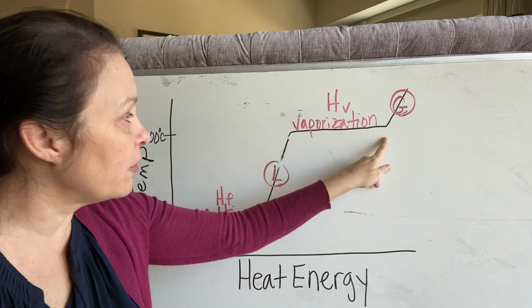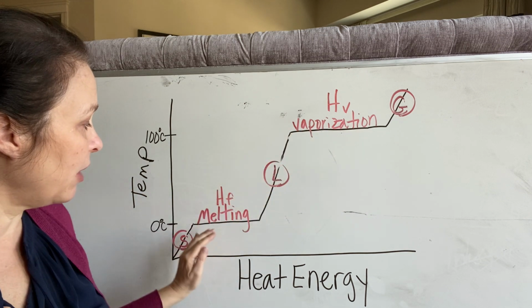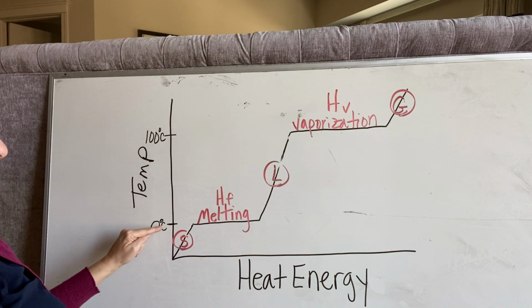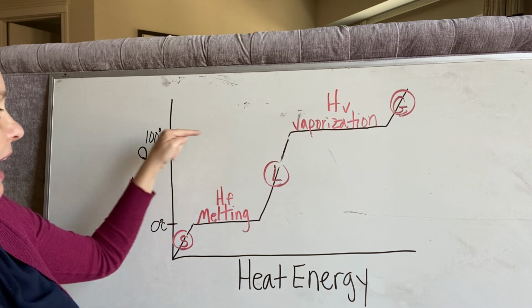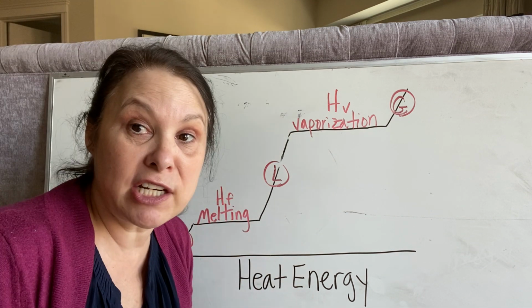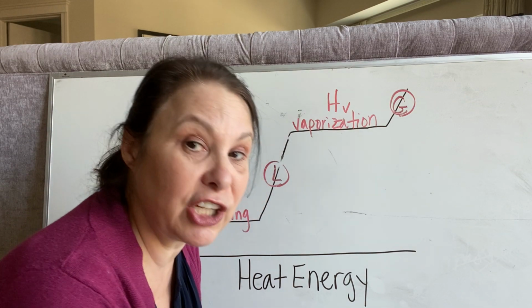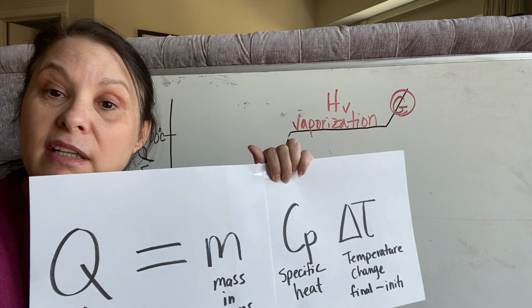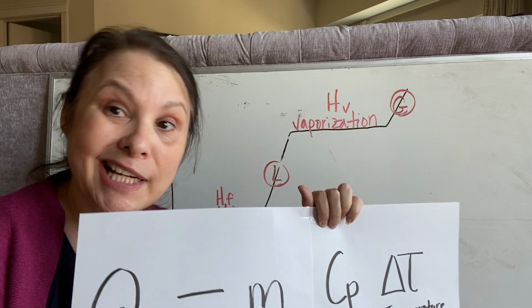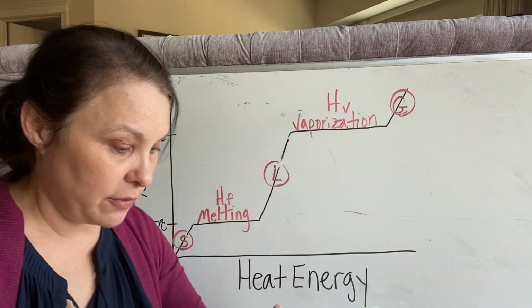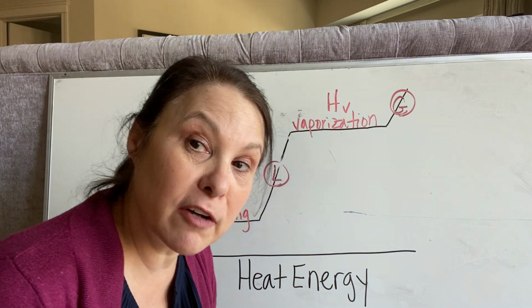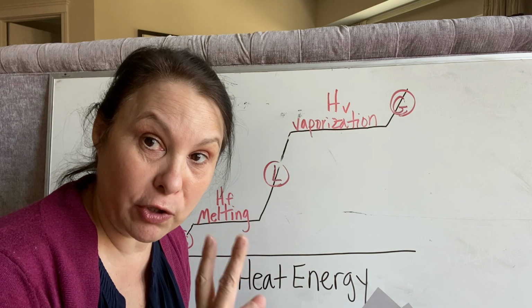Do you agree that there's no change in temperature if I'm melting? Do you see it just hangs out at 0? This hangs out at 100. We're not changing the temperature if we're melting or vaporizing. So we can't use the formula that says change in temperature because there ain't none. So we need a different formula for those two circumstances.